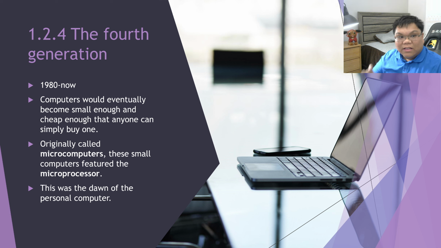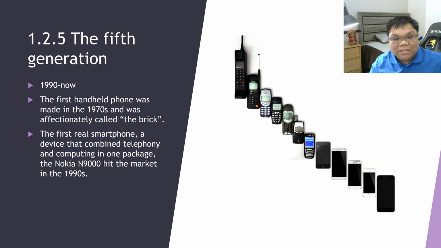Now, that is 1980 until now. And there's also a bit of a 5th generation, and that was set to begin sometime in the 1990s. Basically, mobile devices. The first handheld phone was affectionately called the Brick, and this made its debut in the 1970s. The first real smartphone would not hit the market until the 1990s, and that was the Nokia N9000. These days, we associate smartphones as being this shape here. And that would not become the de facto shape of smartphones until the iPhone hit the market back in 2007.